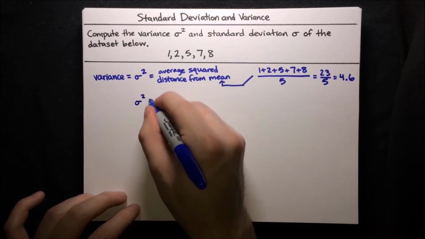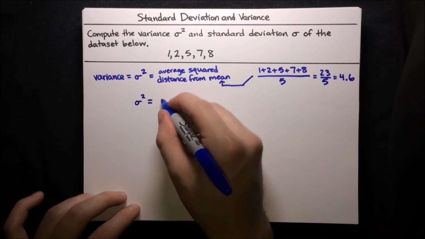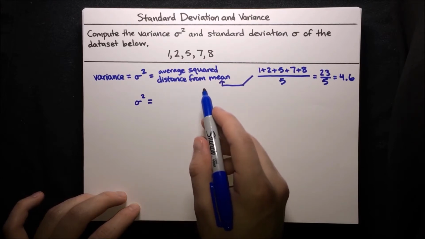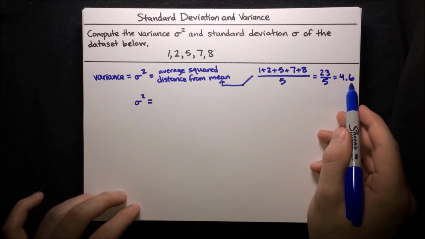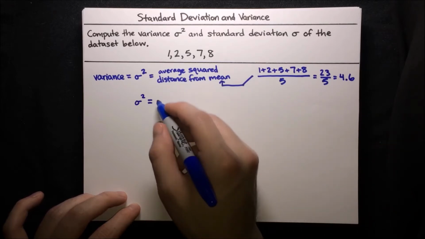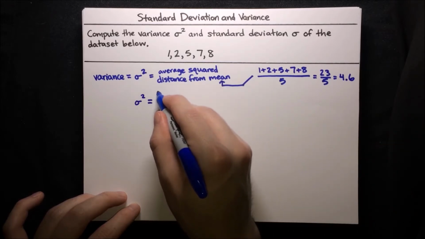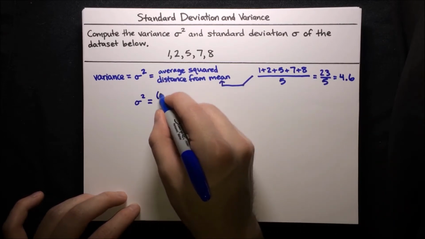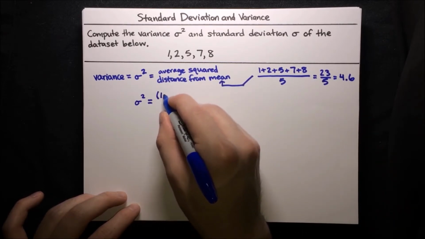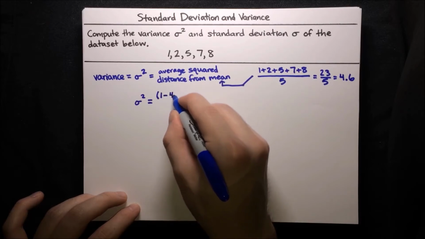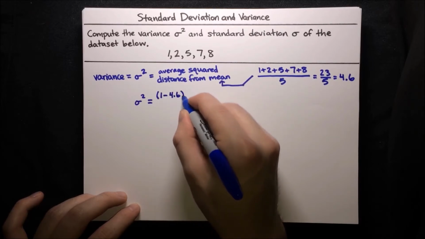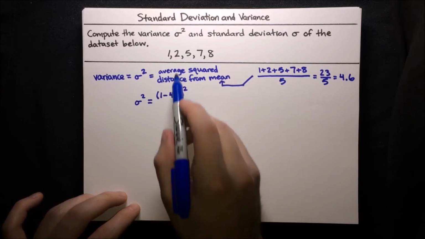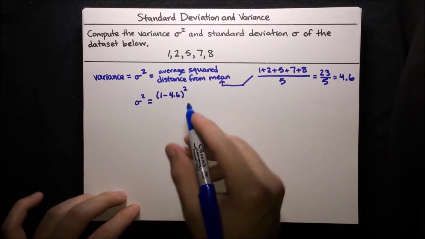So sigma squared, the variance, is equal to the average squared distance from the mean. So we have to sum up all of the squared distances from 4.6 and then divide by 5. So why don't we do the sum first? So we're summing up the distance between 1 and 4.6. In the end, we're squaring it, so it doesn't really matter what order we put it in. We can do 1 minus 4.6 or 4.6 minus 1 and square it.